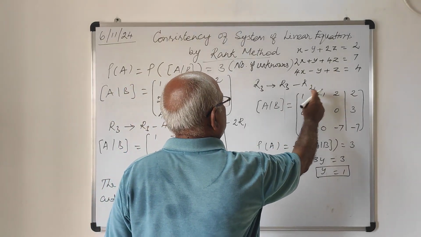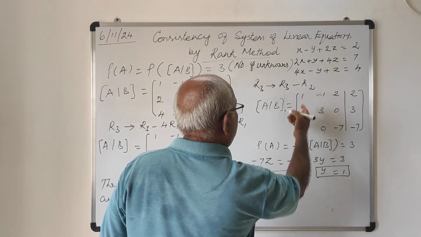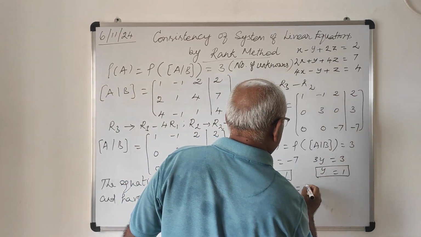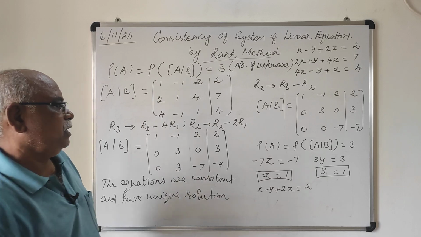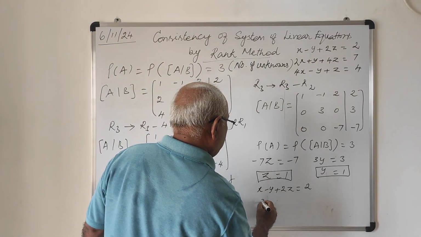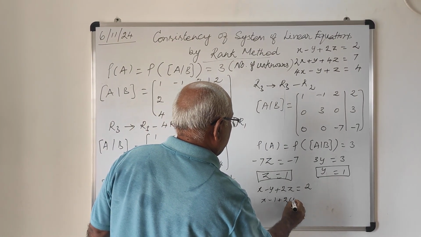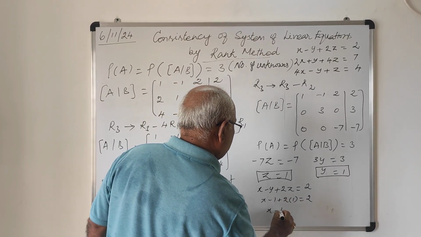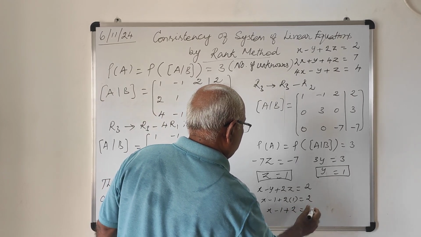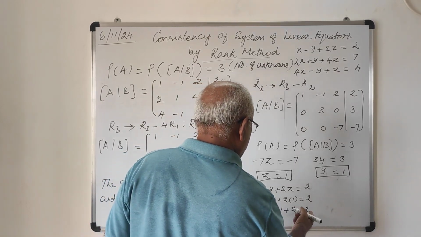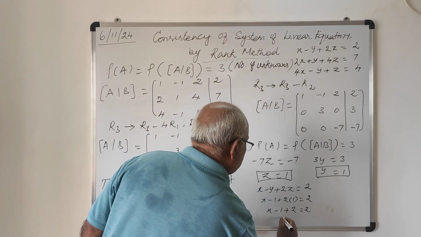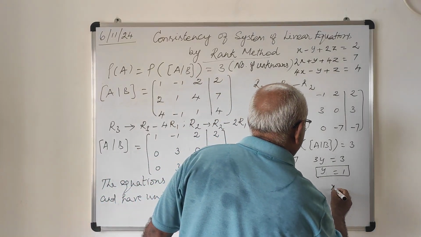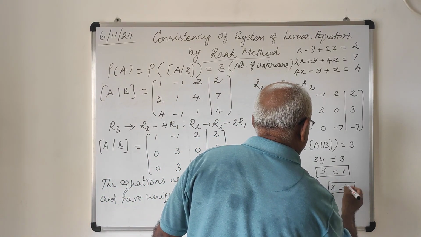Finally, the first equation, x minus y. From the first row, x minus y plus 2z equal to 2. From this, you substitute the value of z equal to 1 and y equal to 1. Substituting these values, you will get x minus 1 plus 2 equal to 2. From this, x plus 1 equal to 2. From this, you get x equal to 2 minus 1, so x equal to 1.